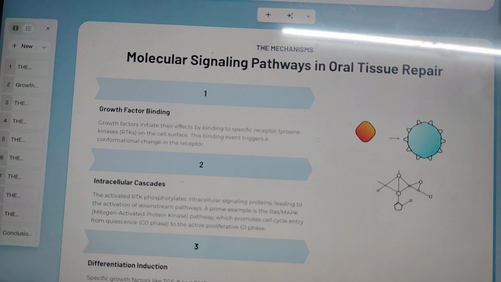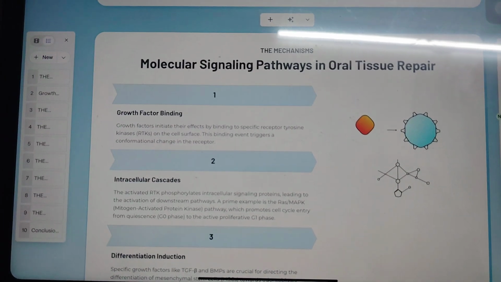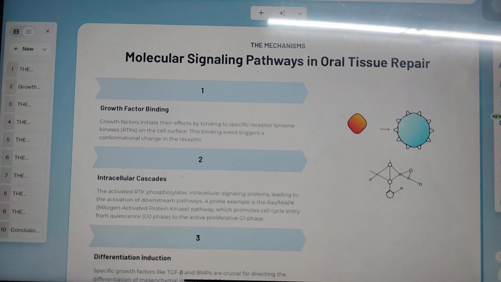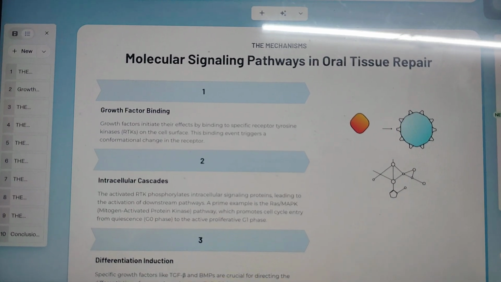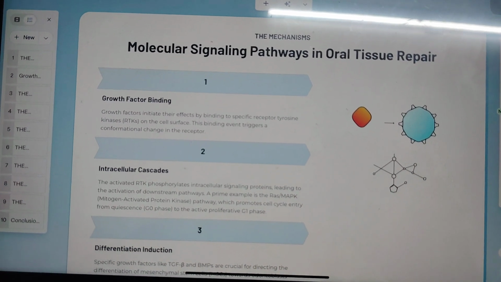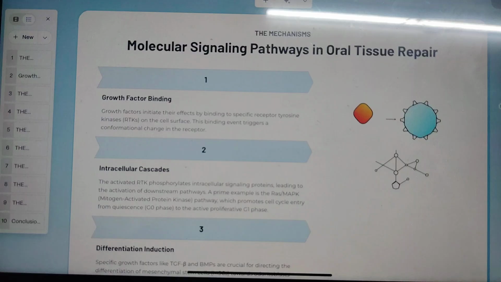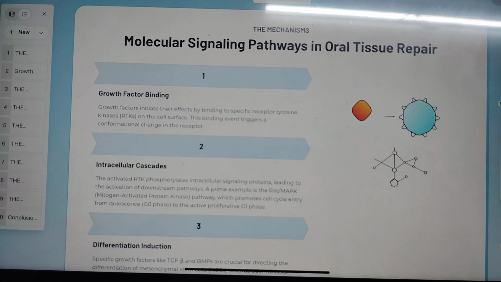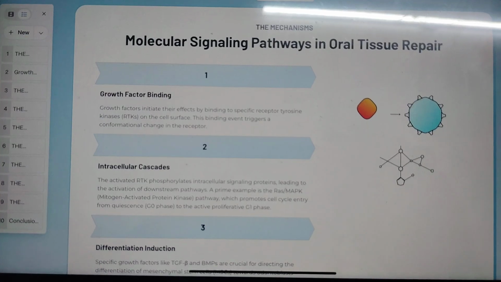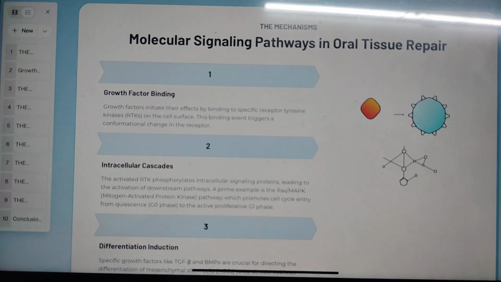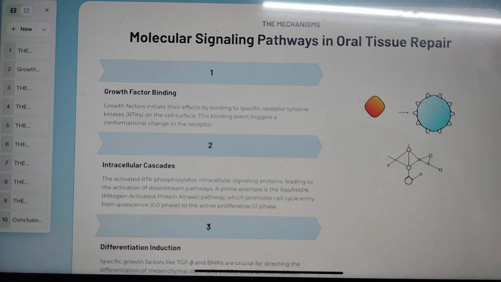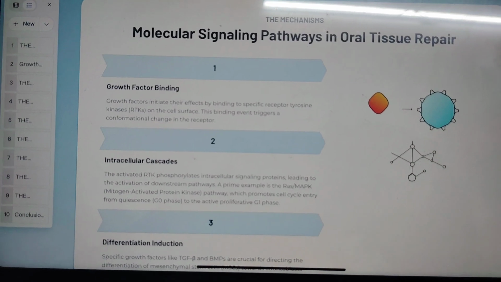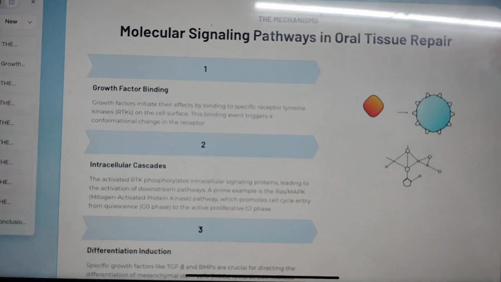Growth factors initiate their effects by binding to specific receptor tyrosine kinases on the cell surface. This binding event triggers a conformational change in the receptor. Coming to the intracellular cascades, the activated RTK phosphorylates intracellular signaling proteins, leading to the activation of downstream pathways. A prime example is the RAS-MAPK pathway, which promotes cell cycle entry from quiescence to active proliferation, the G1 phase.